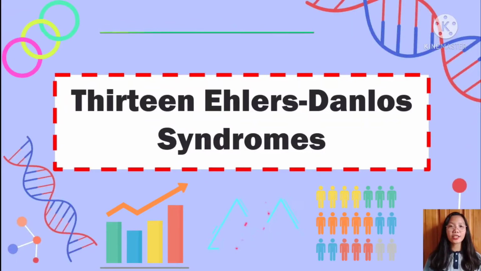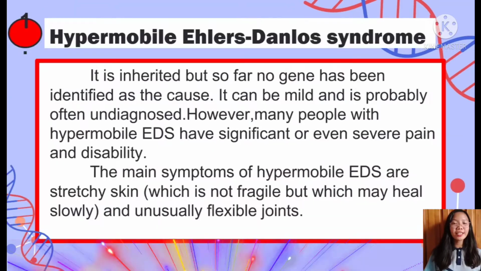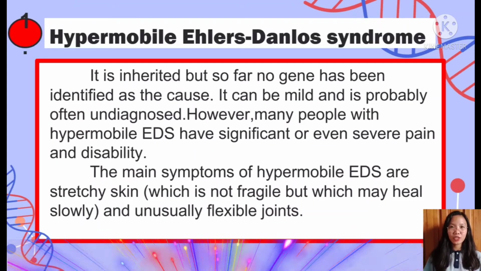The 13 Ehlers-Danlos syndromes. The classification of EDS into different types has changed several times over the years. In 2017, there was a major change to the current classification. This divides EDS into 13 types. They are classified by what they are like to experience and to examine, and also by the gene changes that cause them. First is the hypermobile Ehlers-Danlos syndrome.